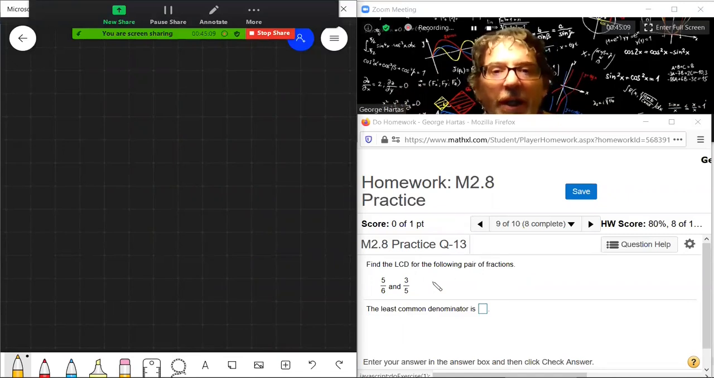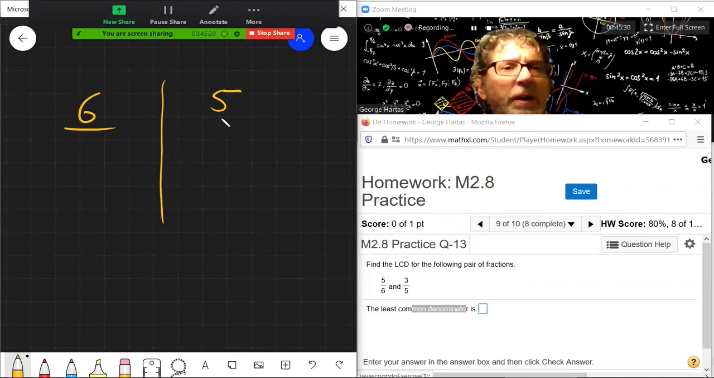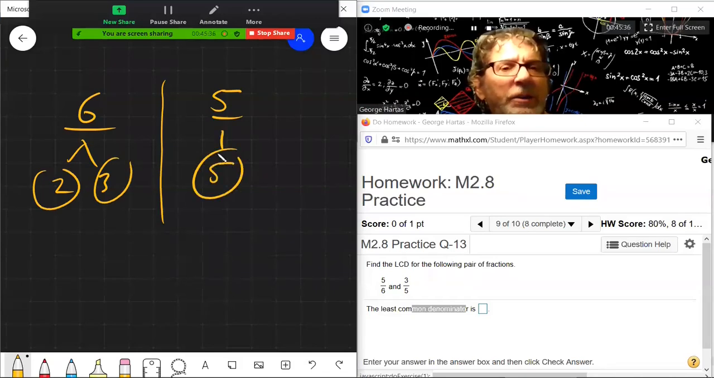For this example, we don't have to do anything really with the numerators, right? They don't mention anything to do with numerators. We only care about the denominators. So we have 6 and 5. Let's use the factor tree real quick. 6 and 5. 2 times 3 is 6. 5 is prime. Bring it down, circle it.